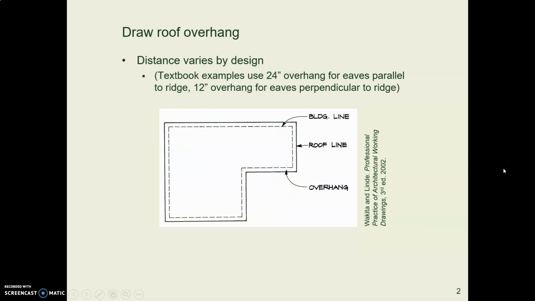You start by drawing the wall, which you see is this dashed line. You draw the wall from your floor plan, and then you offset from there to make the roof overhang. So if this building had a 24-inch overhang, you would draw the dashed line for the wall, and then you would use the offset command and offset a distance of 24 inches on each side.